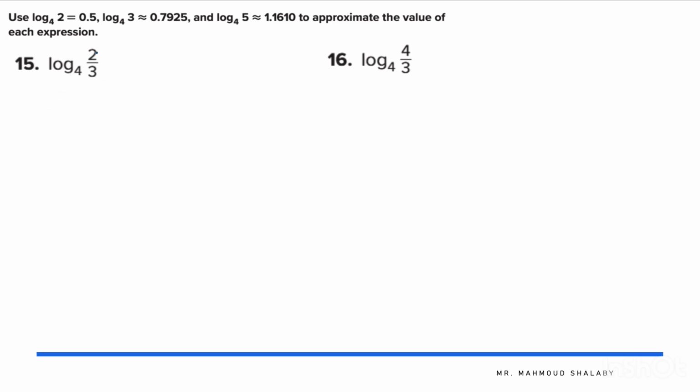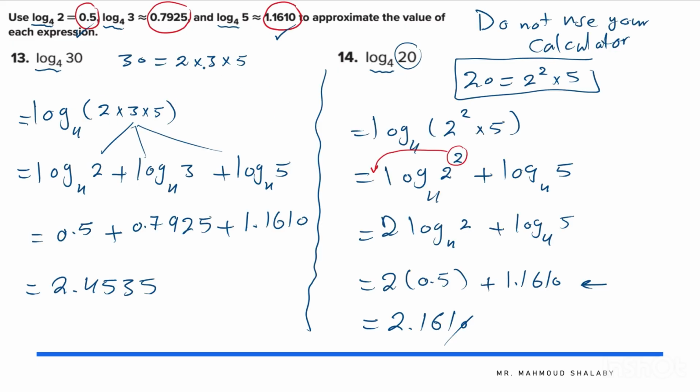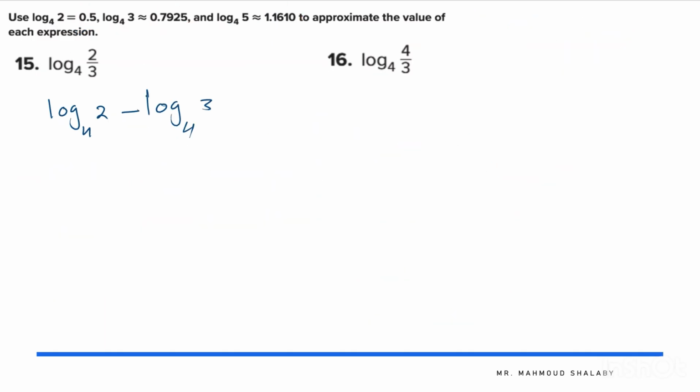Actually, if I have a division, it will be rewritten as log 2 to the base 4, but if it's a division, we will use minus, not a plus, log 3 to the base 4. So again, guys, if I have a division, we use a minus, not a plus. In multiplication, if you remember, we will use a plus here, while if it's 2 over 3, it means a division, we will use a minus, as you can see here.